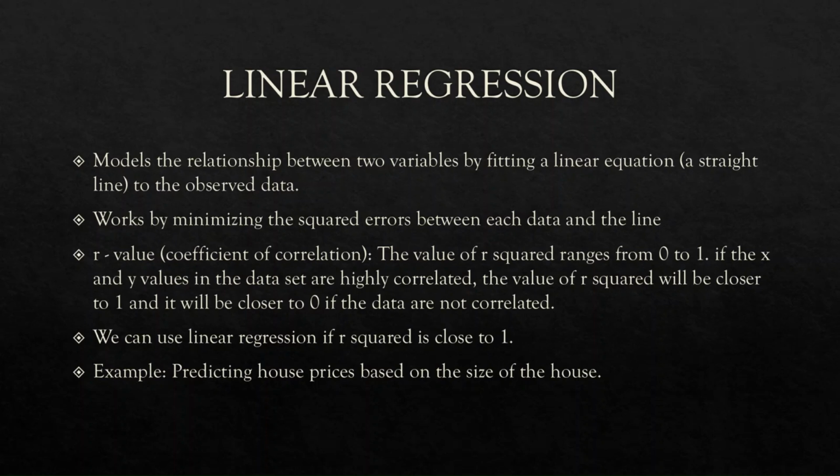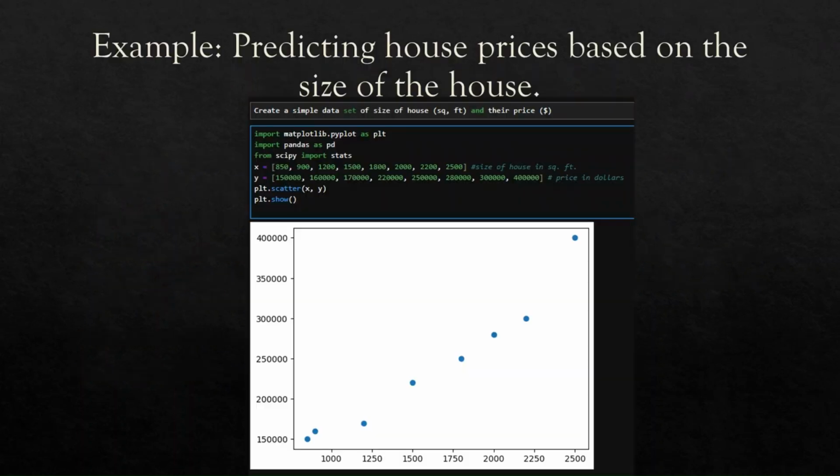Next, we'll see how we can use linear regression to predict house prices based on the size of the house. Let's create a simple data set with x-axis representing the size of the house in square feet and y-axis representing their prices in dollars, and use a Matplotlib pyplot module to do the scatter plot of the data. This is how the data looks like in the scatter plot.